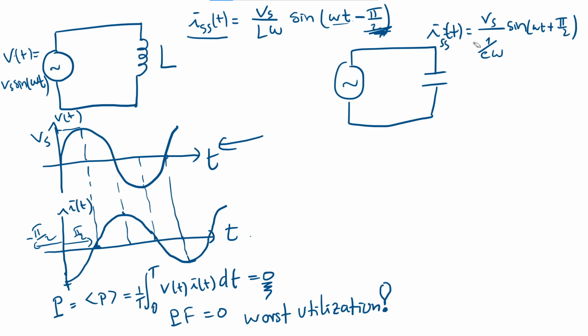How about a capacitor? With a capacitor, the phase shift is negative pi over 2. So power factor is also 0, because a capacitor also stores and releases energy. But the good thing is capacitor and inductor work oppositely. One makes the phase shift positive, the other makes the phase shift negative. So if you use both of them, they may cancel out each other.